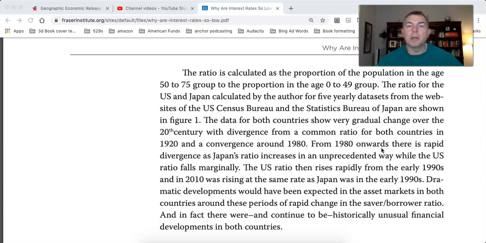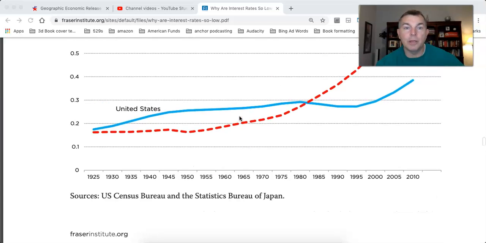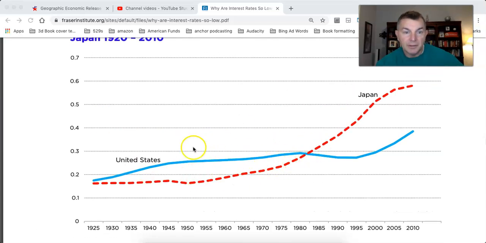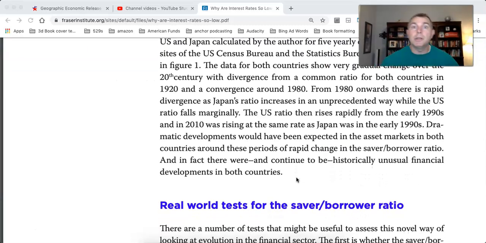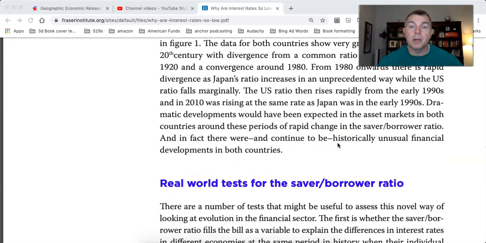The data for both countries show a very gradual change in the 20th century, with a common ratio for both countries in the 20s, and a convergence around 1980. Now, the interesting thing is, this is when Keynes and all those basic macroeconomic textbooks came out, right around there. Isn't that interesting? That's when all that thinking about increasing population growth led to Keynes and all those other guys, who laid the basics for economics.